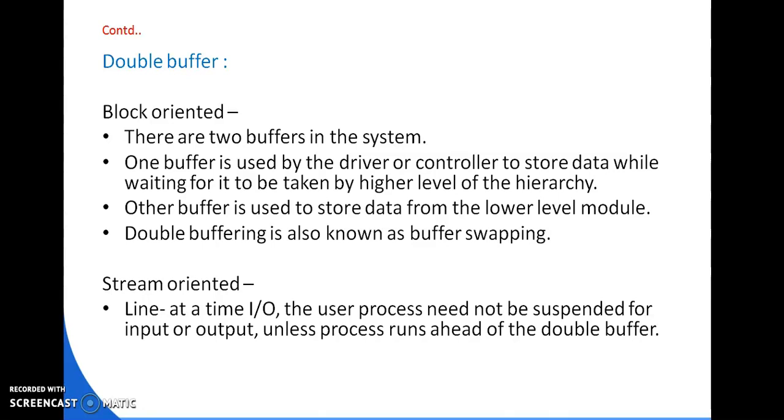Next is the stream-oriented. For line-at-a-time I/O, the user process need not be suspended for input or output unless the process runs ahead of the double buffer. For byte-at-a-time operations, the double buffer offers no advantage over a single buffer of twice the length. Next is the circular buffer.